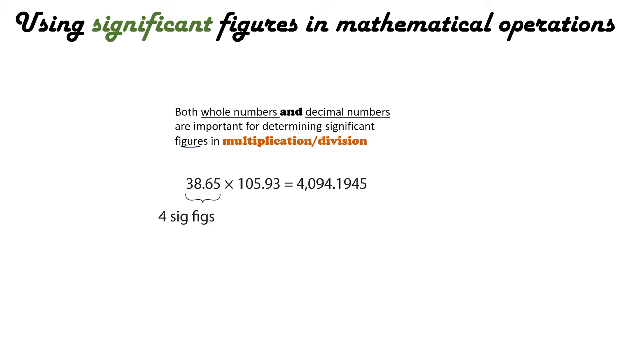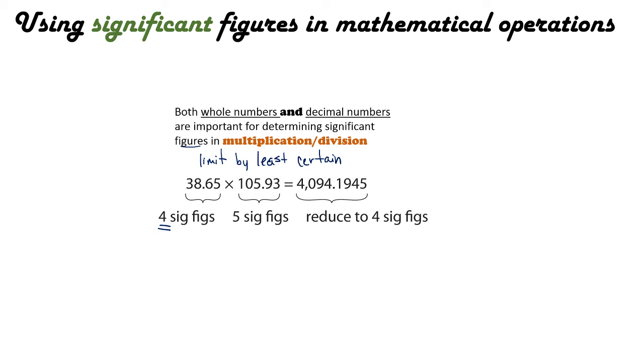So, of course, 38.65 has 4 significant figures. 105.93 has a trapped 0, but that gives us 5 significant figures. Just like in addition and subtraction, we are limited by our least certain measurement. Limited by least certain. So in this case, that would be our least certain measurement. We only have 4 significant figures. We can only show 4 places of significance in our answer.